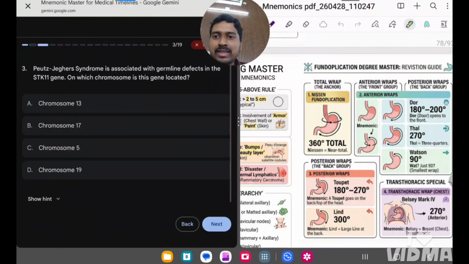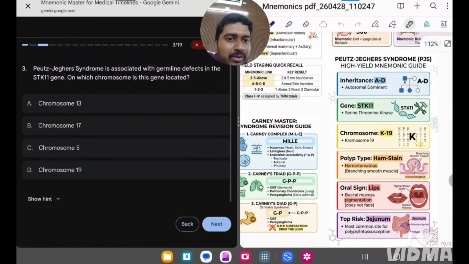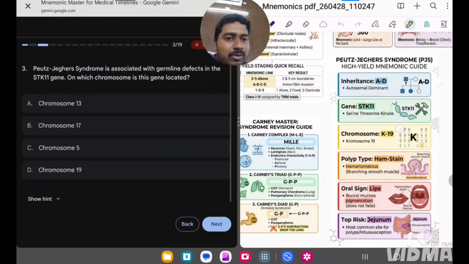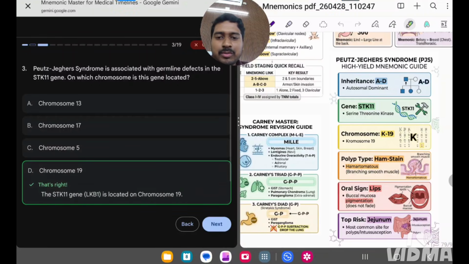Next question is Peutz-Jeghers syndrome is associated with germline defects in which gene? Okay, it is given STK11 and which chromosome? So for Peutz-Jeghers, yes, we have a mnemonic over here, that is STK11 and chromosome number is 19. Okay, so STK19. Okay, so that is how we remember chromosome number 19. So the answer is chromosome 19.